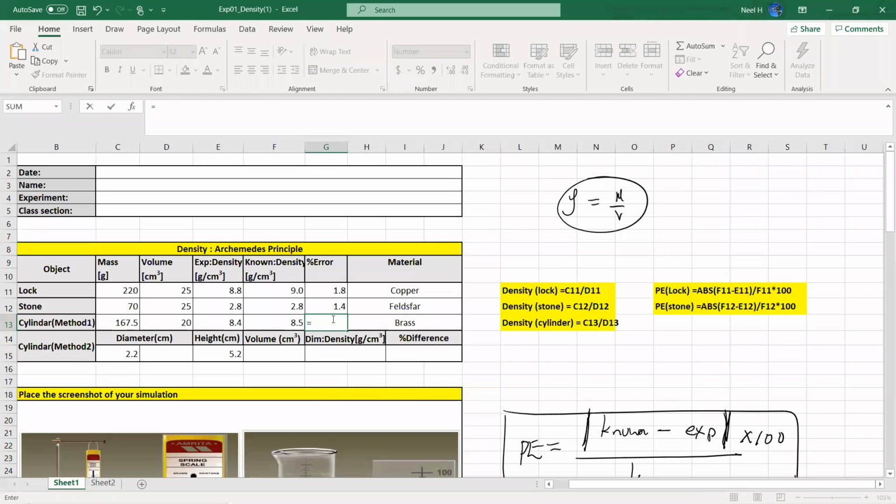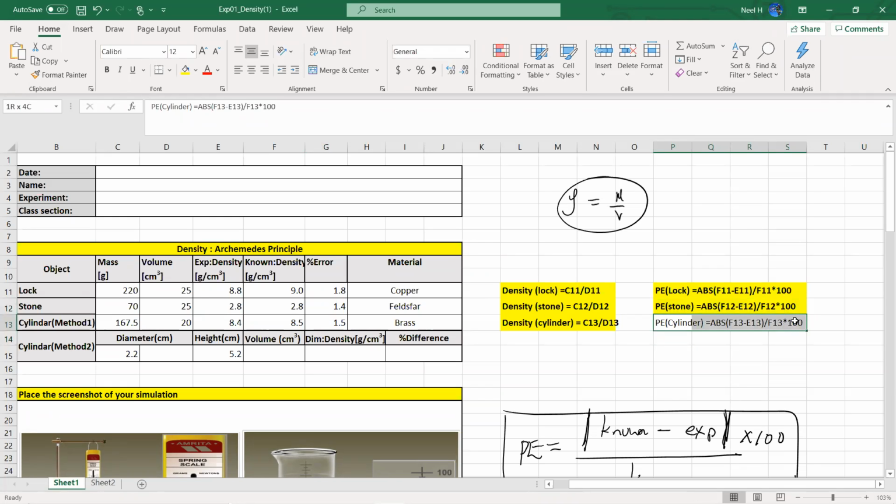Let's write that command: equal ABS, open brackets, expected or known value, which should be 8.5, F13, minus our calculated value E13, close brackets, divide F13, and then multiply by 100. 1.5 is still a very, very low percentage error, which means our calculated values are actually very close to the expected. Okay. So this is going to be the PE for the cylinder. That's the function I use.